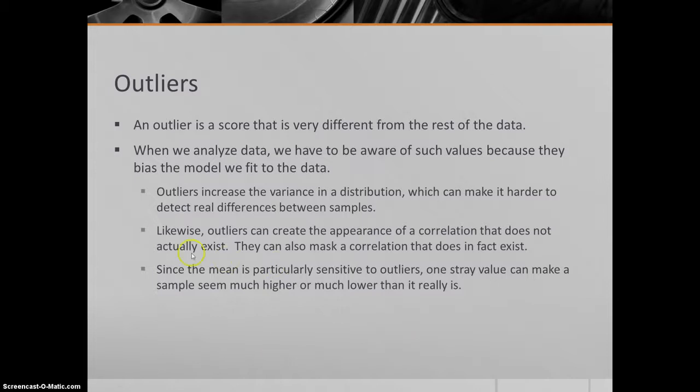It can affect how correlations look. When we run a correlation test, we'll get into that in, I believe, week 5, a little later in the class. If you have an outlier, it can create the impression of a correlation that doesn't exist, or it can mask a correlation that does exist. We'll see that down the road. And also, it can make a sample seem much higher or lower than it really is because it influences the mean quite a bit. So outliers are important to be aware of.